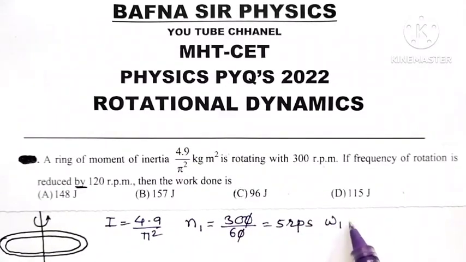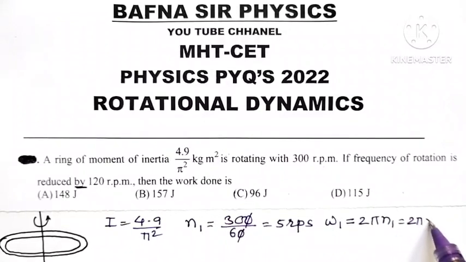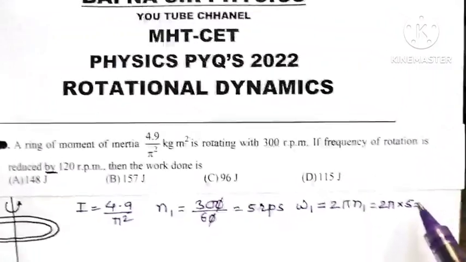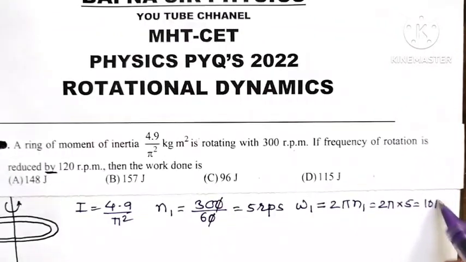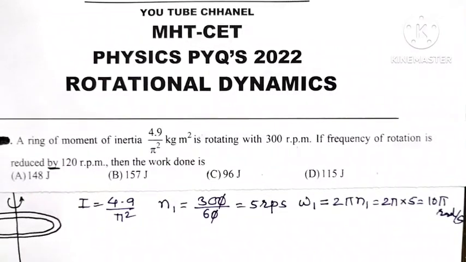So the initial angular speed of that ring is omega equal to 2 pi n1 equal to 2 pi into 5, that is 10 pi radian per second.